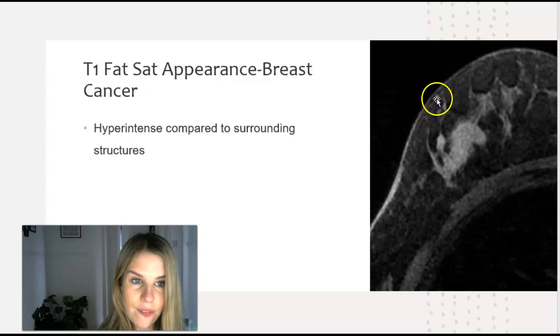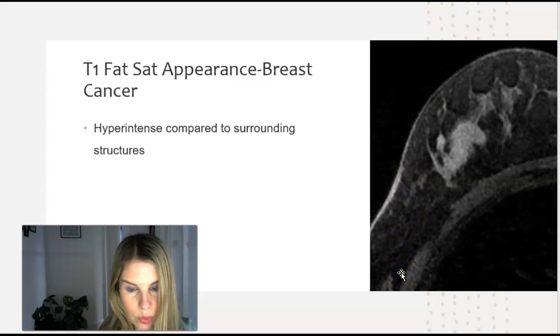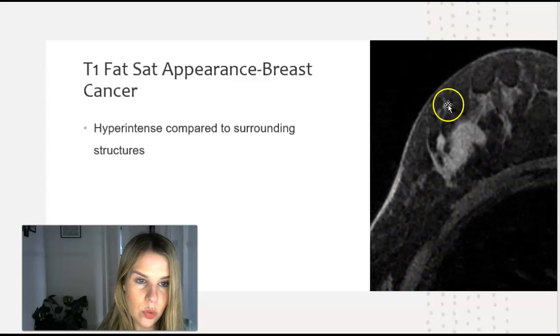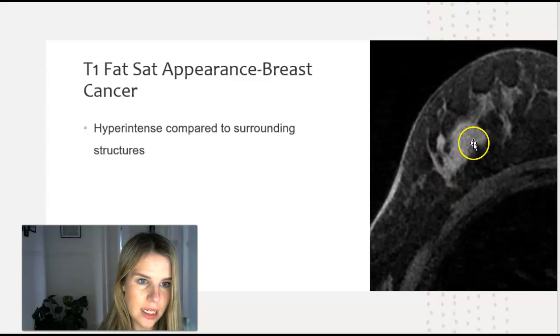So this is a fat-satted image. Again, fat-sat is similar to STIR in that the fat is suppressed. It's just a different way of doing it. Obviously our breasts are made up with a lot of fat, it's fatty tissue, and you can see that they've suppressed all this fat, and you can see that there's this lobulated mass with irregular margins, is how you describe this. So lobulated, irregular margins, it's in the lobules of the breast, and it's hyper-intense compared to the surrounding structures.